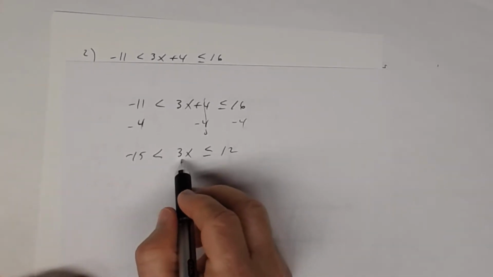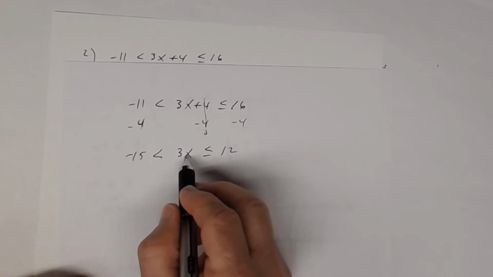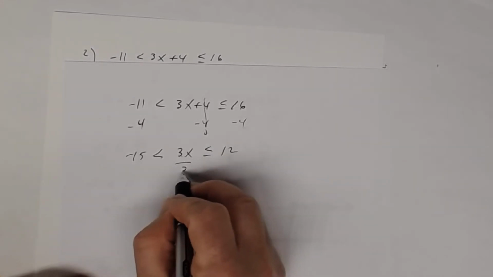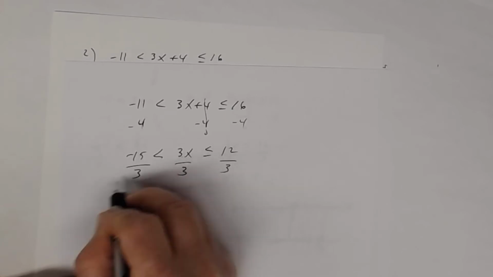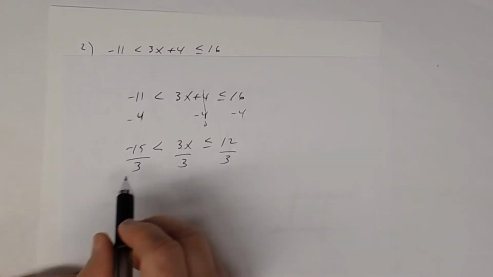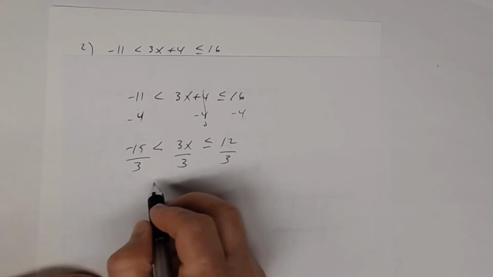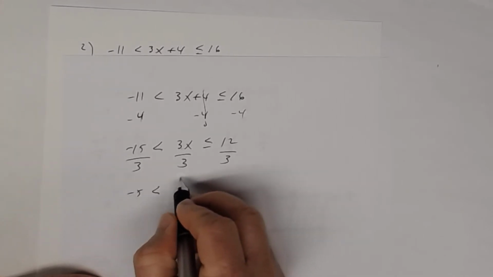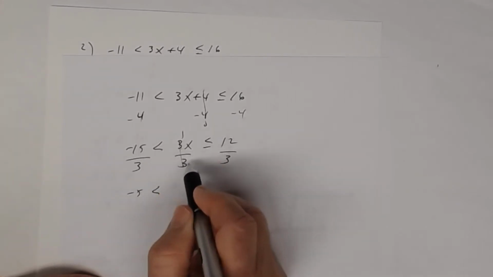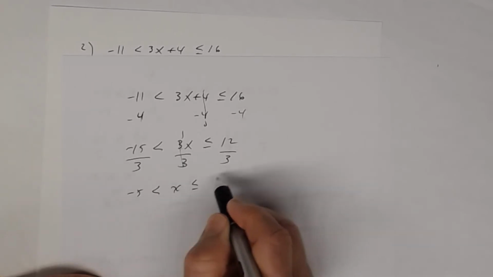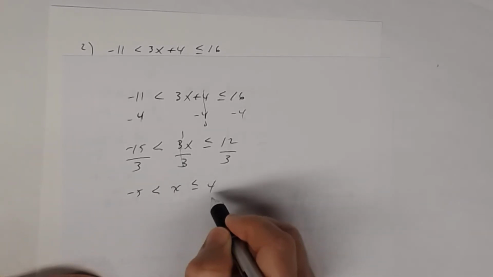To get x by itself, remember, now you're multiplying by 3. The opposite is to divide all parts by 3. And so negative 15 divided by 3 is negative 5. Is less than 3 divided by 3 is 1. 1 times x is x. Is less than or equal to, and then 12 divided by 3 is 4.